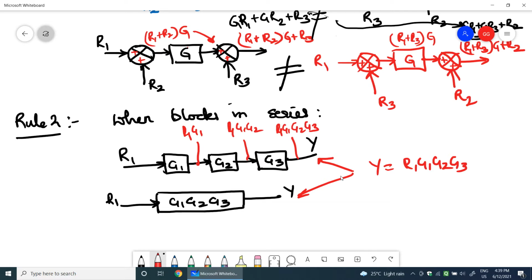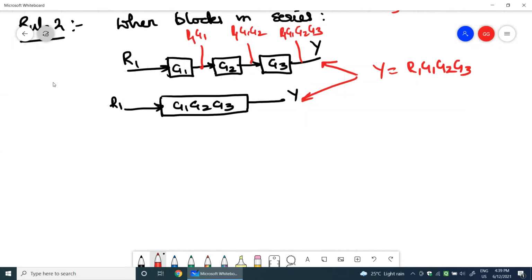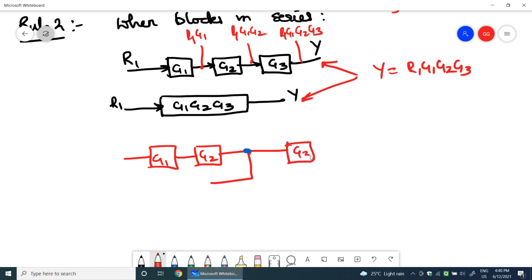If I have a takeaway point in between the blocks, when blocks are in series, now assume that you have G1, you have G2, and then you have a takeaway point from here, and then you have G3. Now this is R1, this is Y. Now you cannot say G1 into G2 into G3 because there is a takeaway point which is coming out between G2 and G3. So now you cannot write G1, G2, G3.